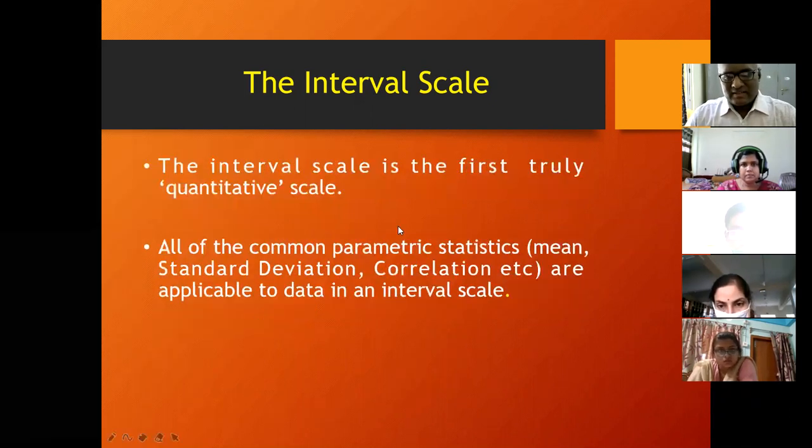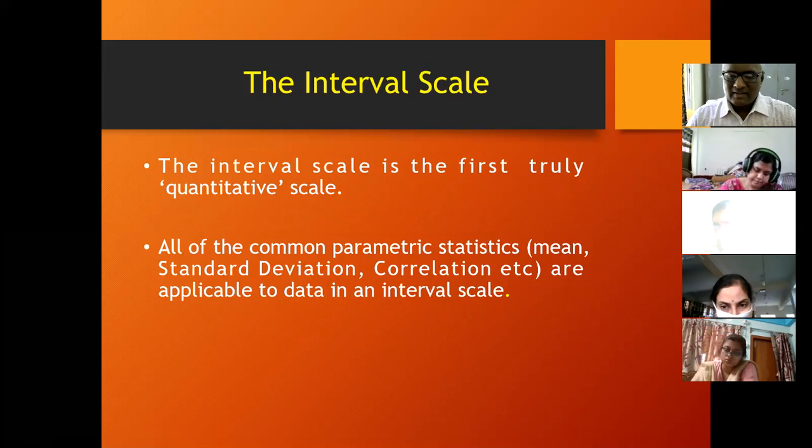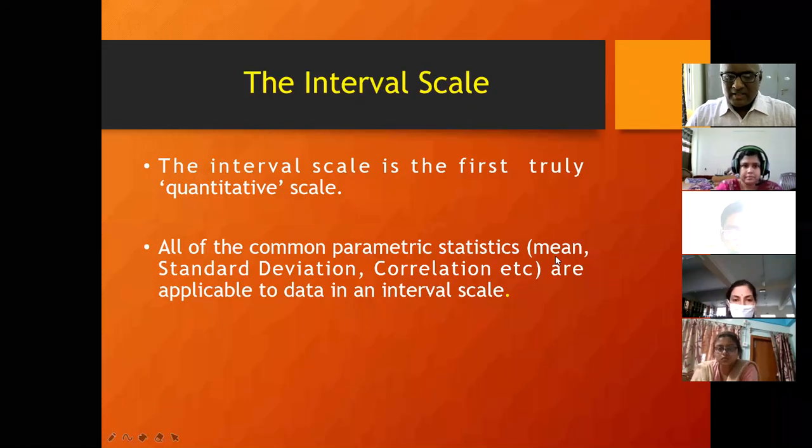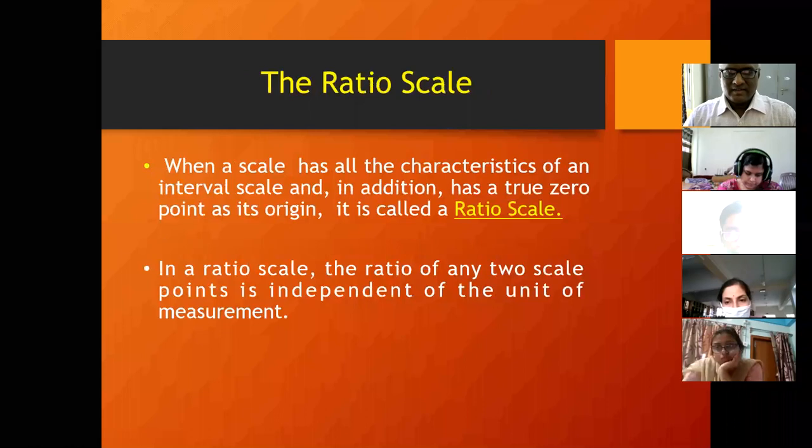This interval scale is the first truly quantitative scale. I said nominal scale and ordinal scales are categorical scales used for qualitative research. Interval scale and ratio scales are used for quantitative research. So, when we collect data using the interval scale, we can use the mean, standard deviation, correlation, regression for statistical analysis because you are collecting numerical values using the interval scale.